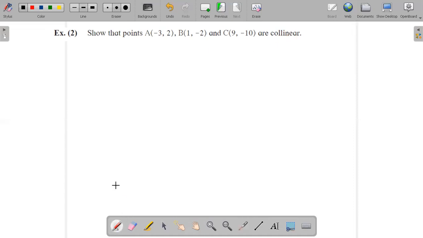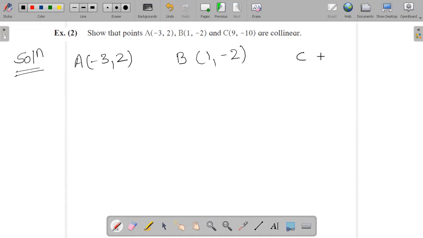Now, we know the definition of collinearity. Collinear means points lying on the same line. But when we have to prove it, what do we do? These three points are given: point A with coordinates -3, 2, point B with coordinates 1, -2, and point C with coordinates 9, -10. First, you find distance AB using the distance formula.